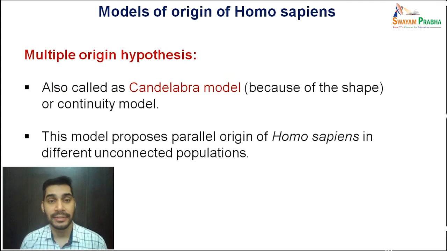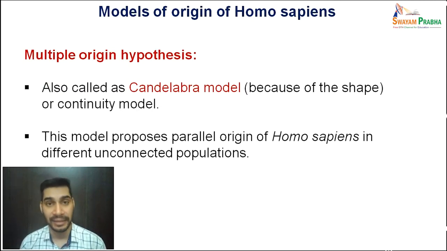In contrast, the other model is also called the multiple origin hypothesis or the Candelabra model or the continuity model. Now the name Candelabra is because of the shape which you find when you draw this kind of evolution. This model proposes parallel origin of Homo sapiens in different unconnected populations.